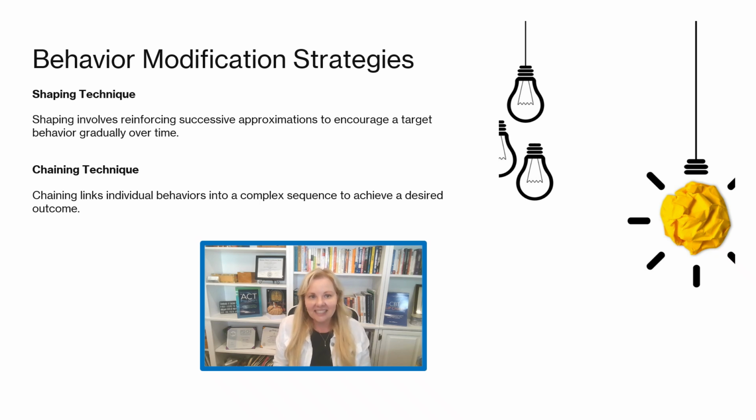Clinical behavior analysis leans heavily into a couple of the behavior modification strategies that we learn as behavior analysts, including shaping. Shaping involves reinforcing successive approximations to encourage a target behavior gradually over time. So it means that we're helping people shape their behaviors and skills so they get better and better until they've reached that level of mastery. Then we also rely heavily on chaining techniques, and chaining links individual behaviors into a complex sequence to achieve a desired outcome. So teaching all of the different phases and steps of a skill and then linking them together so a more complex skill is learned and mastered. Both of those are very important in clinical behavior analysis.